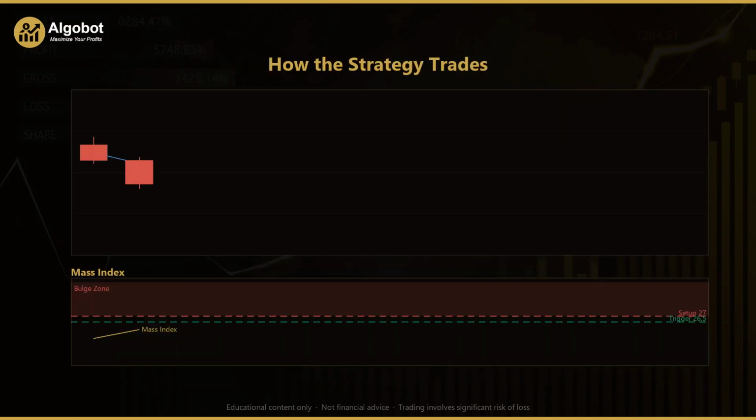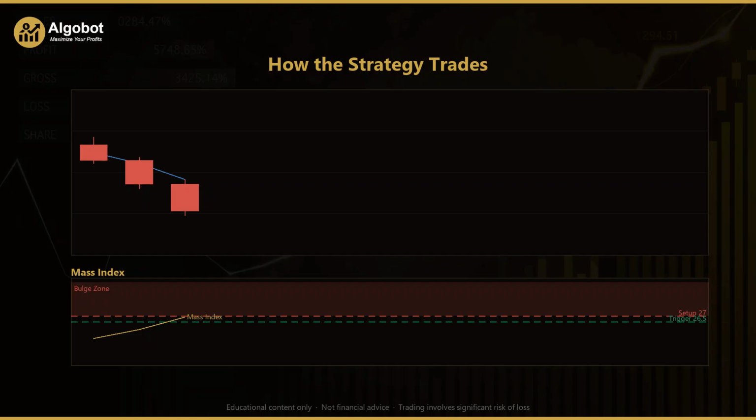On the price panel, you can see a series of candles with the trend EMA drawn through them. And below in the subpanel is the mass index with 2 dashed lines, the setup level at 27 and the trigger level at 26.5. The shaded band above 27 is the bulge zone. Watch how these two panels work together.